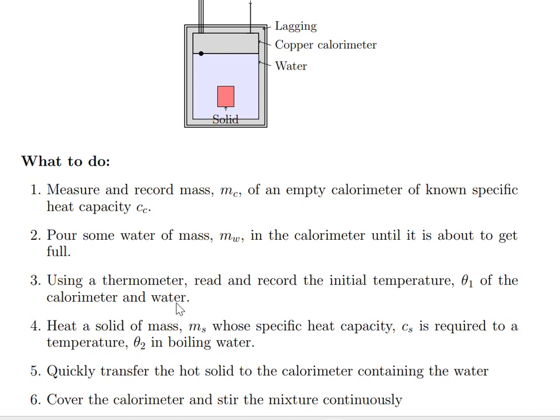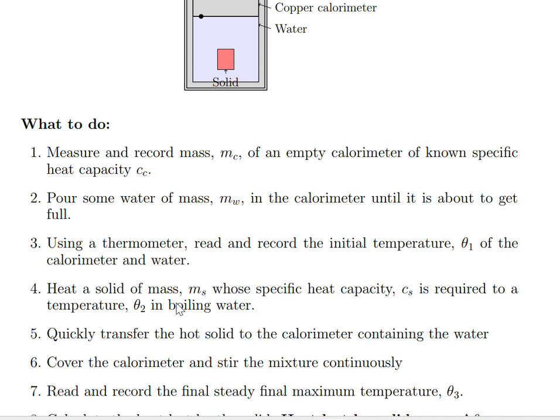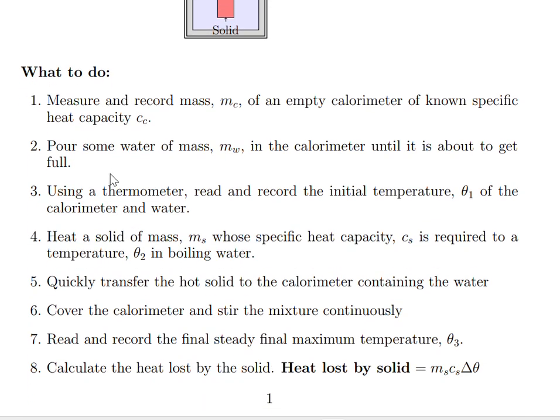So what are the procedures that we are going to go through while determining the specific heat capacity of this solid here? First of all, we shall measure and record the mass of an empty calorimeter of specific heat capacity Cc, and then the mass of the calorimeter, we are recording it as Mc, an empty calorimeter. Then step 2, we shall pour some water of known mass Mw in the calorimeter until it's about to get full.